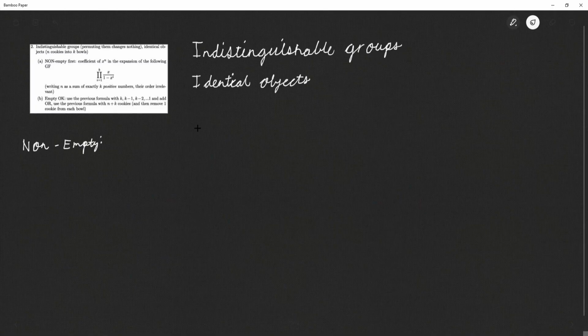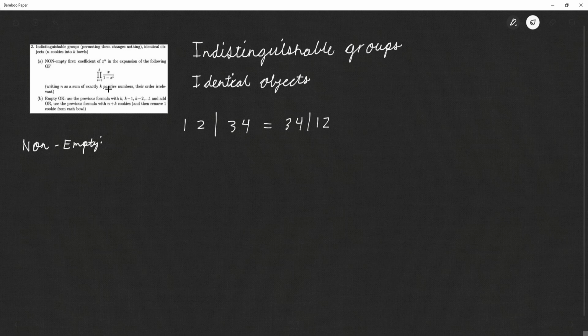Next up, we have indistinguishable groups and identical objects. So what indistinguishable groups means, if you split up a team into 2 groups with players 1, 2, and then on the other team we had players 3 and 4, this would be equal to 2, 1, and this would be equal to 3, 4, and 1, 2. So it means that permuting them or switching them around does not change the groups. The only way that it would change the groups is depending on actually who is on the group.